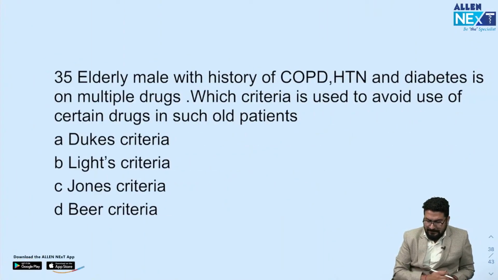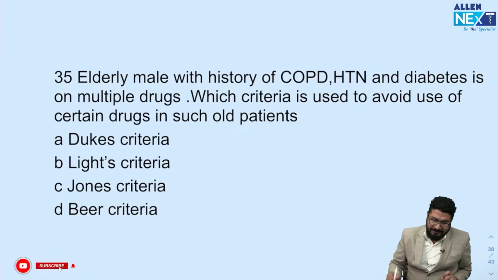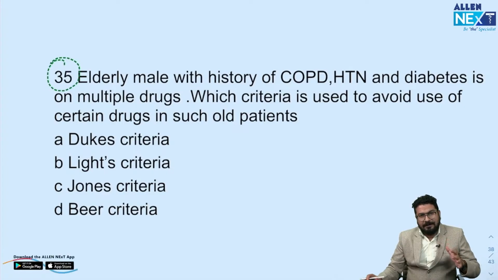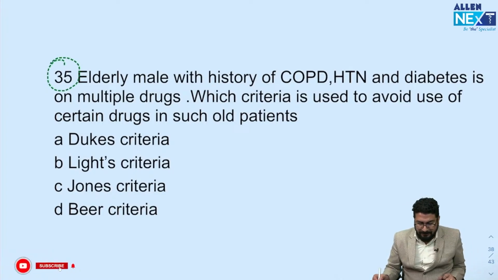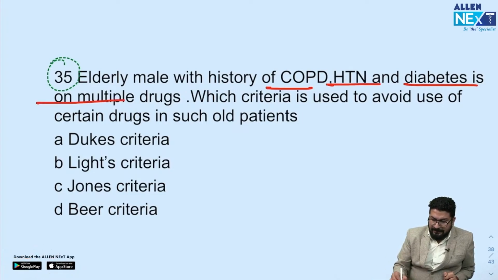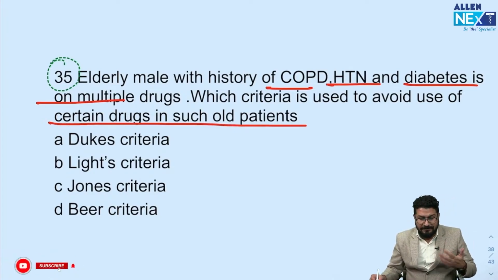Okay, moving to the next one. Again, this question was out of the book. I can say this is the only question which came out of my notes. But if you have slept enough before the exam, you can use your brain and still make a diagnosis. It's a pharmacology and medicine overlap MCQ. An elderly male with a history of COPD, hypertension, diabetes, on multiple drugs. Which criteria is used to avoid certain drugs in old patients? They're asking what criteria we use in the geriatric population.